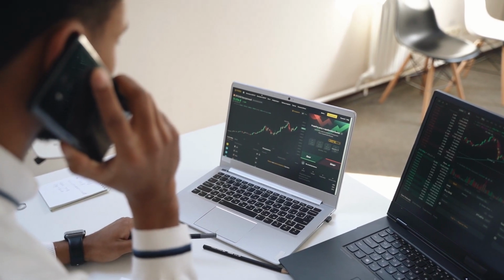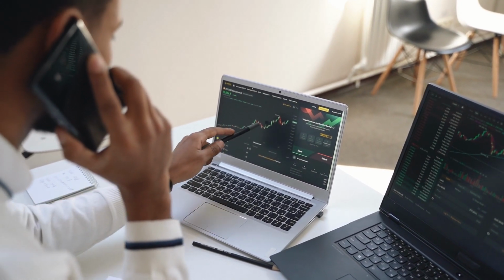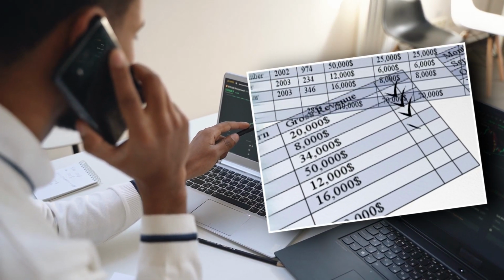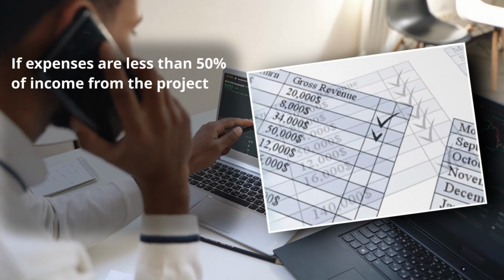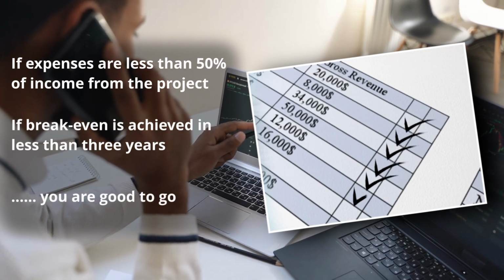Decisions on initiating projects can vary from industry to industry and in relation to the size and importance of the project. A rule of thumb is that if the expense is 50% of the income and its break-even is achieved in less than 3 years, the margin is satisfactory.